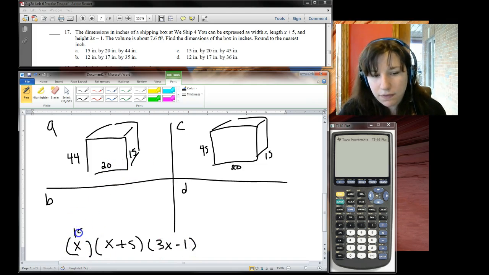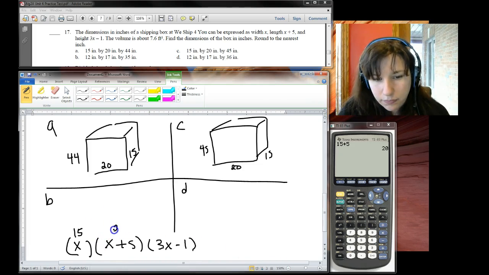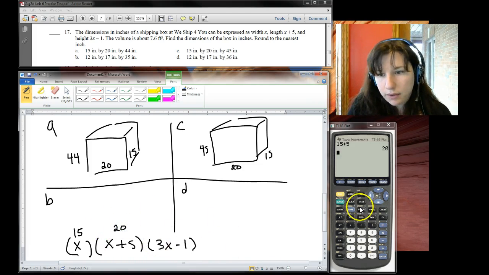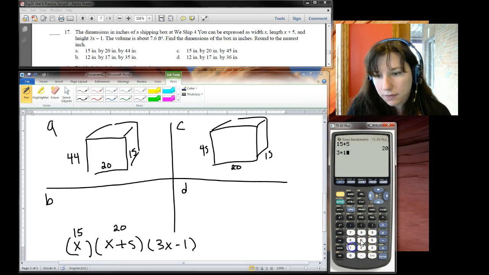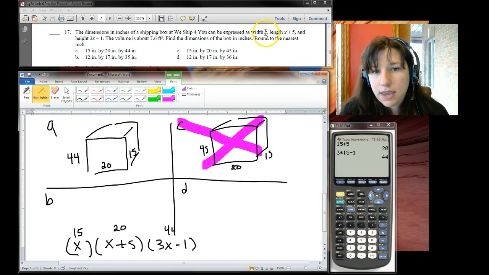If I'm starting with 15 for an x, that means my length is going to be 15 plus 5. So I get a length of 20. And then the height should be 3x minus 1. So that would be 3 times 15 minus 1. Gives me 44. So C is out of the question. It doesn't fit the formula they give me for the width, the length, and the height.